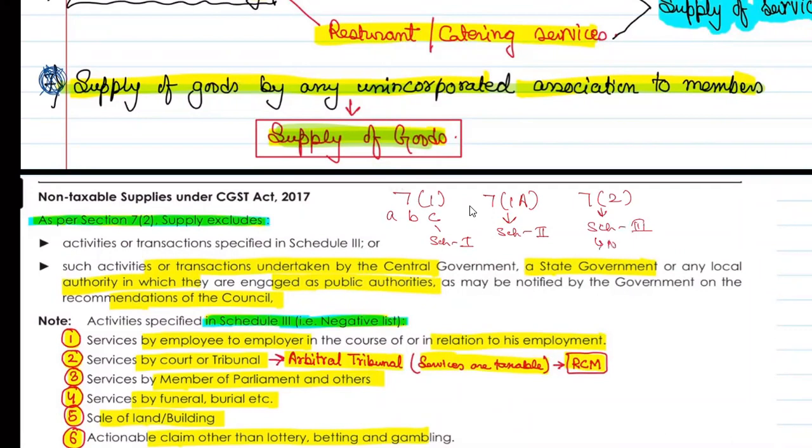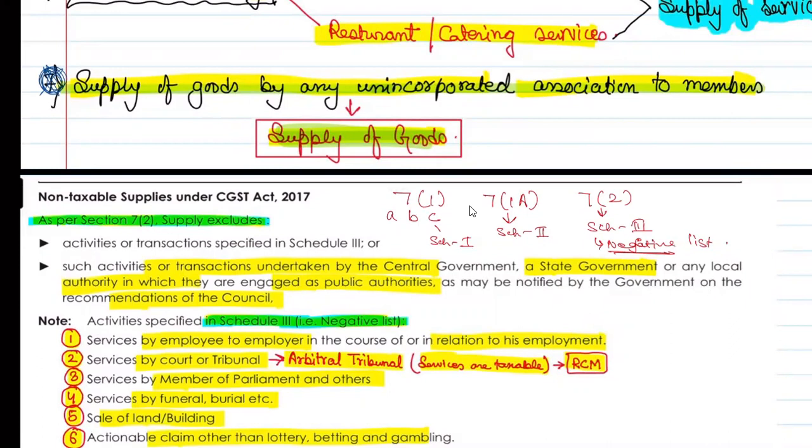Schedule 3 is a negative list. What is a negative list? It says that this can never be a supply, and for one which can never be a supply, GST liability will never ever arise on it.